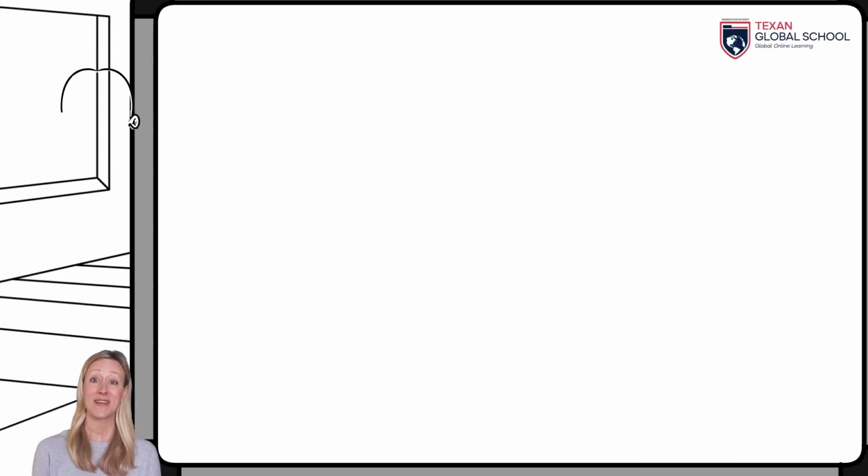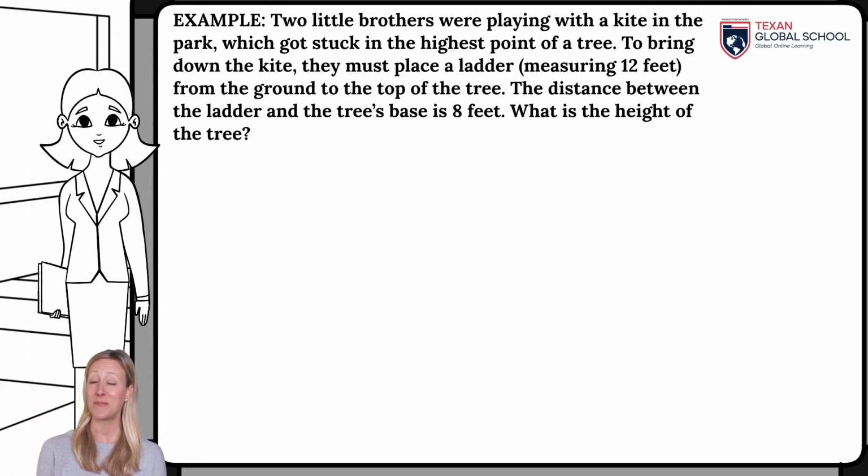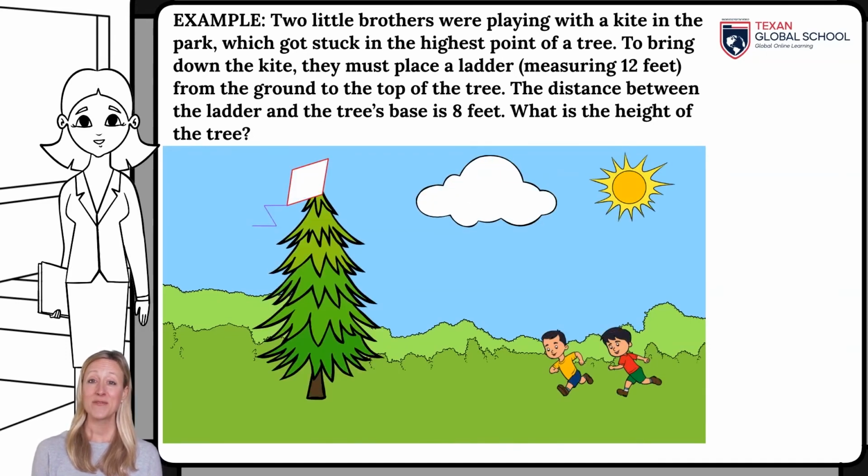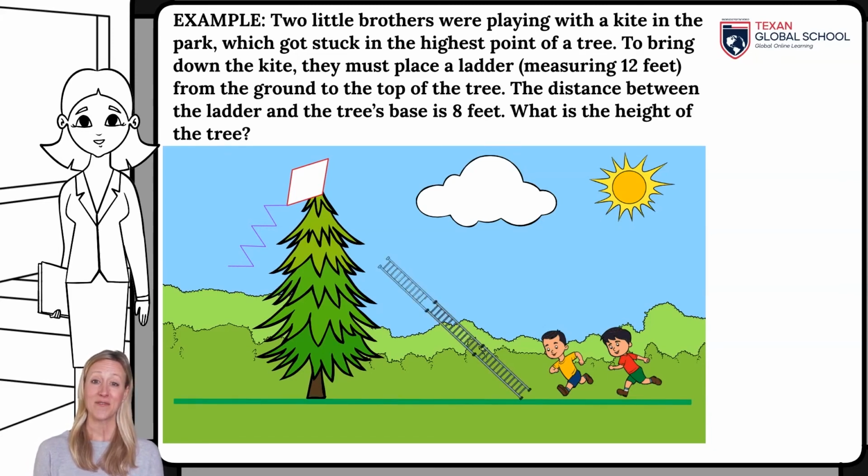We will now analyze the following application problem. Two little brothers were playing with a kite in the park, which got stuck in the highest point of a tree. To bring down the kite, they must place a ladder from the ground to the top of the tree. This ladder is 12 feet. The distance between the ladder and the base of the tree is 8 feet. What is the height of the tree?